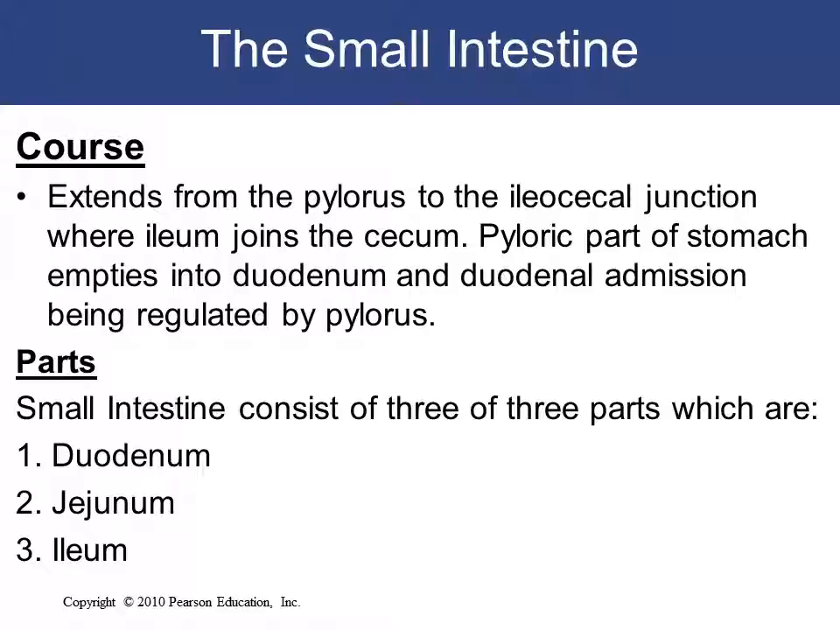So the small intestine is in between the stomach and the large intestine, but the part of the stomach is the pylorus, and the part of the large intestine is the cecum. So the pyloric part of the stomach empties into the duodenum, and duodenal admission is being regulated by the pylorus. There are three parts of the small intestine, which are the duodenum, jejunum, and the ileum.